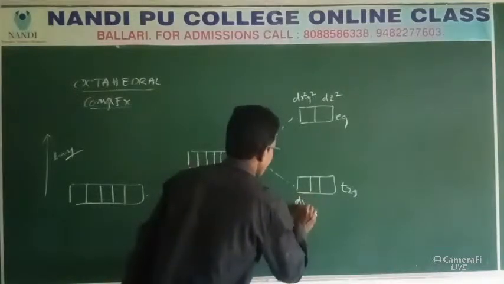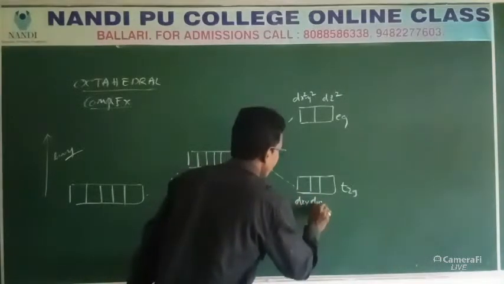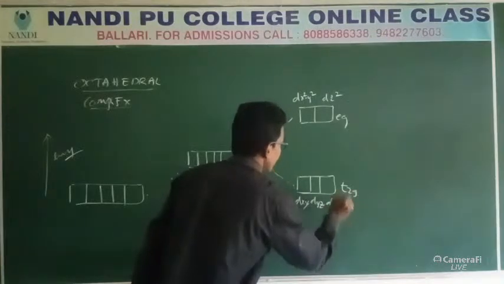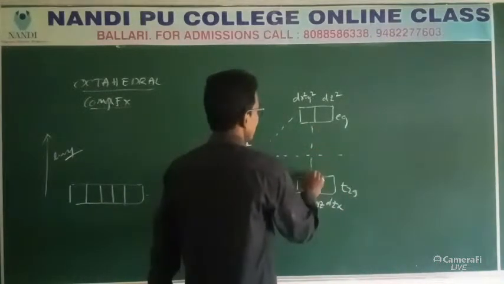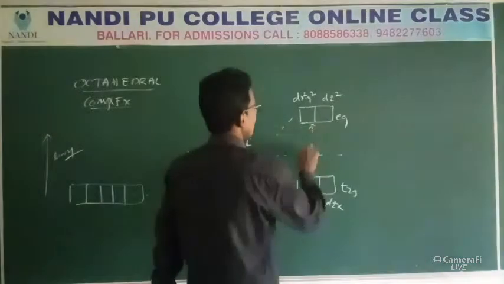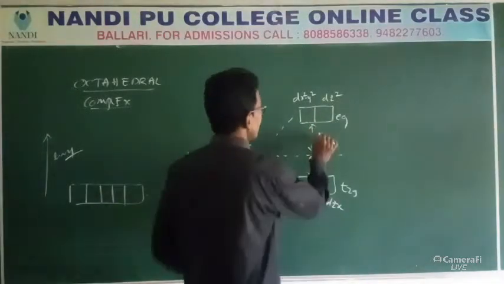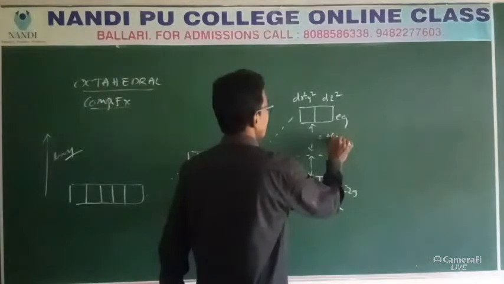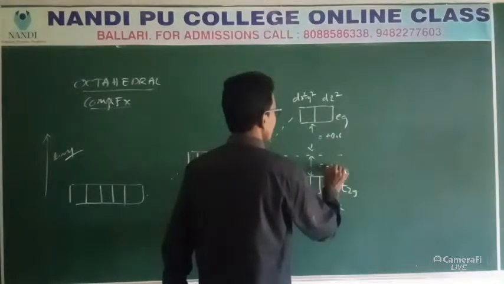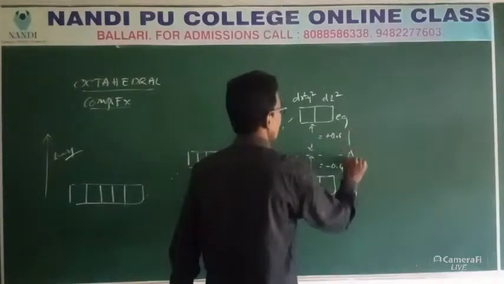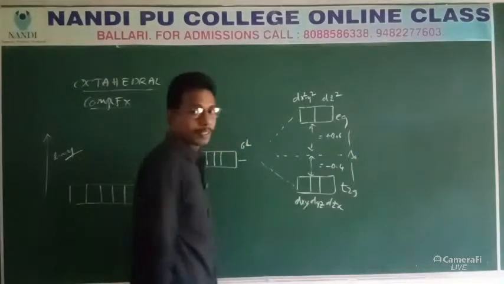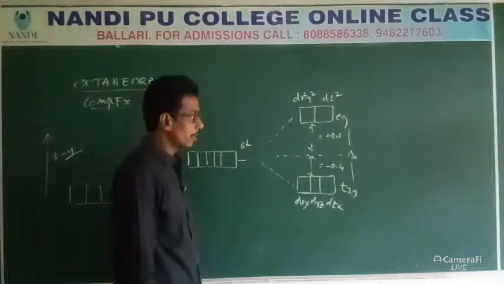T2G again has three orbitals, children: dxy, dyz, dzx. This is the Barry center. Yesterday we discussed this. This energy is increasing energy, it is plus 0.6. This is decreasing energy, minus 0.4. This is delta O. Delta O is the CFSE of the octahedral complex.